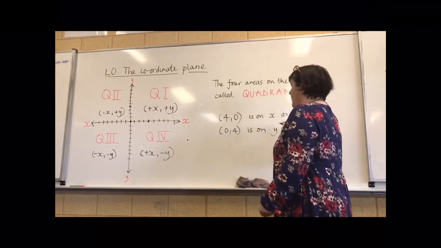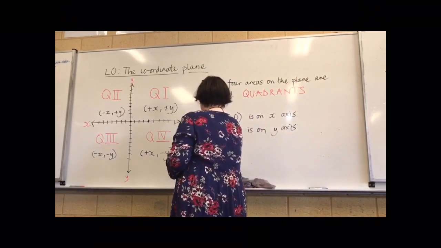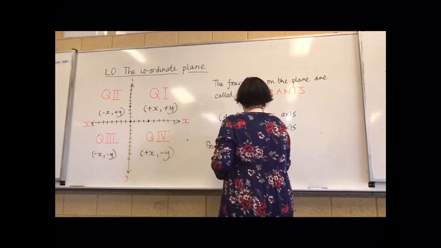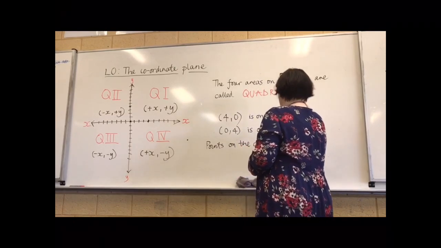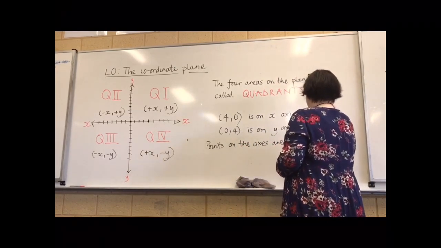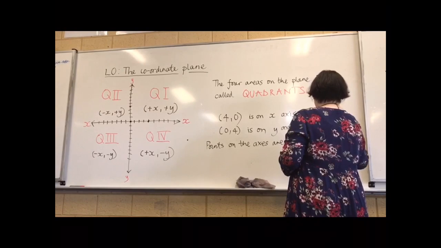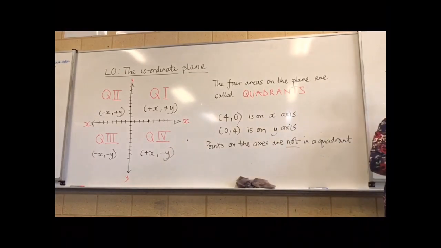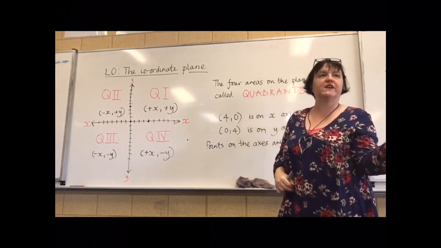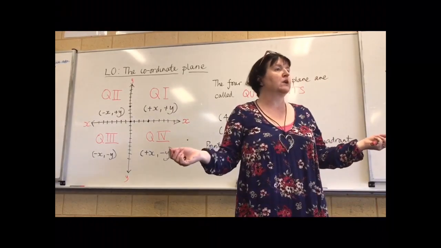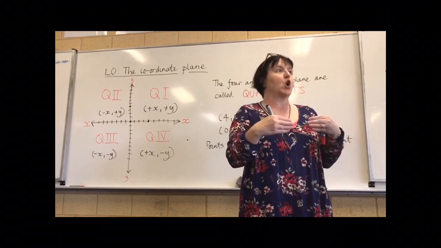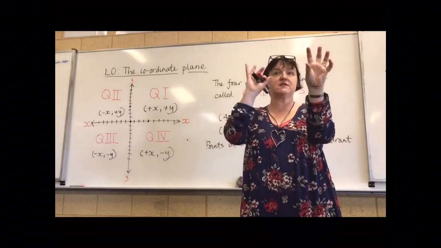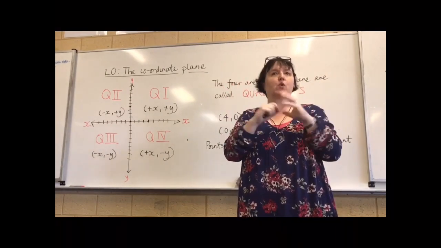So our sentence that we need to write is that points on the axes are not in a quadrant. Okay, so it's very important that. If someone says to you, what quadrant is the point 3, 0? It's not in a quadrant, it's actually on an axis. So if there's a 0 in the coordinate, either the x or the y, it's not in a quadrant.